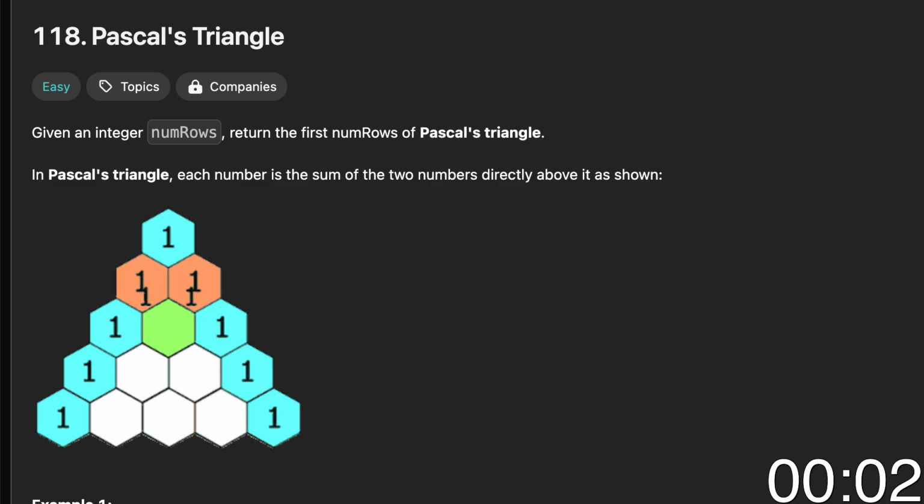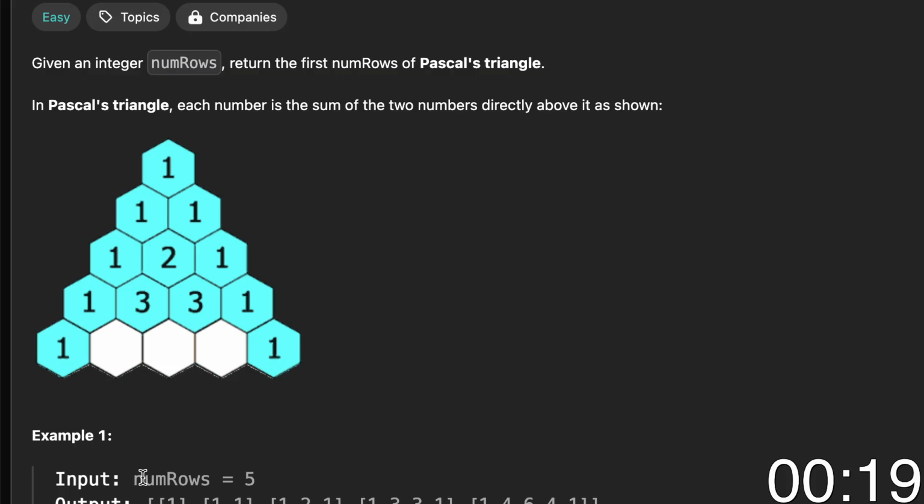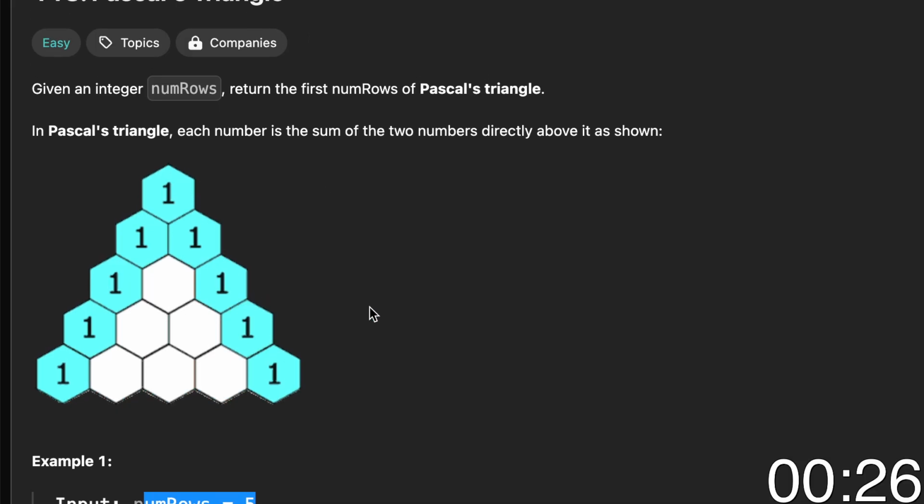All right, Pascal's triangle. Given an integer num rows, return the first num rows of Pascal's triangle. In Pascal's triangle, each number is the sum of the two numbers directly above it as shown. So they give us a number of rows, 5. Okay, I see. So it always starts with 1.